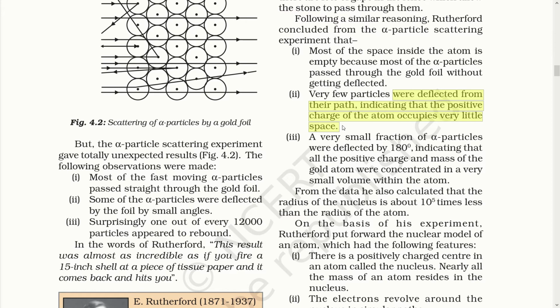Instead, Rutherford proposed that the atom was mostly empty, and only a very small space was occupied by the positive particles, the protons. A very small fraction of alpha particles were deflected by 180 degrees, indicating that all the positive charge and mass of the gold atom were concentrated in a very small volume within the atom. From the data, he also calculated that the radius of the nucleus is about 10 raised to 5 times less than the radius of the atom.